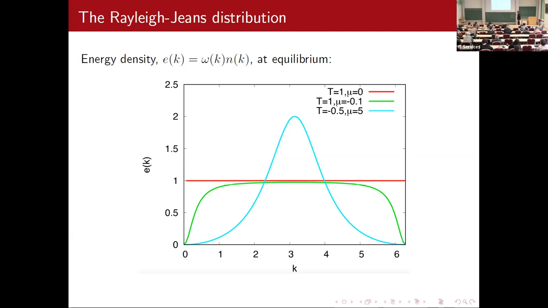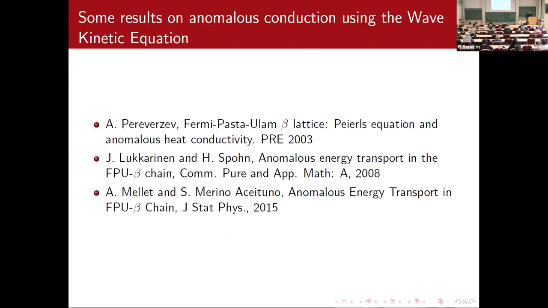I anticipate that we ran some simulations with negative temperature thermostats, and because of the absence of long waves in the system, if we put two thermostats characterized by this distribution, then long waves are almost absent in the system, so the properties of anomalous conduction will change. Okay, so some results, just to mention some results on anomalous conduction using the wave kinetic equation.